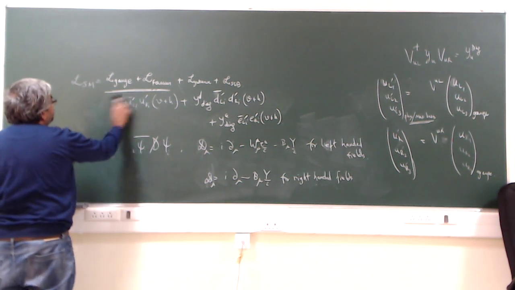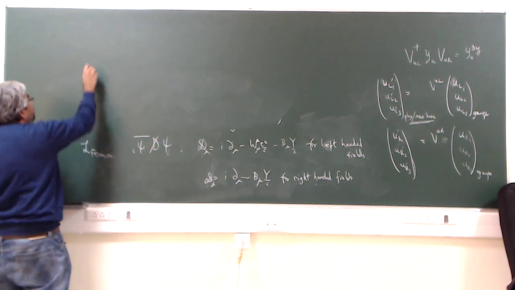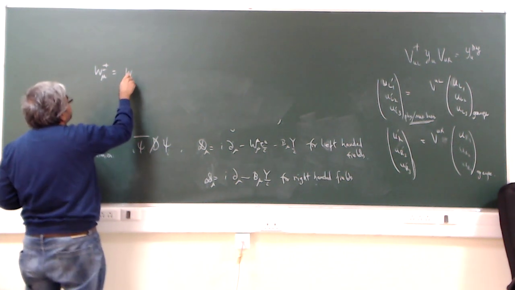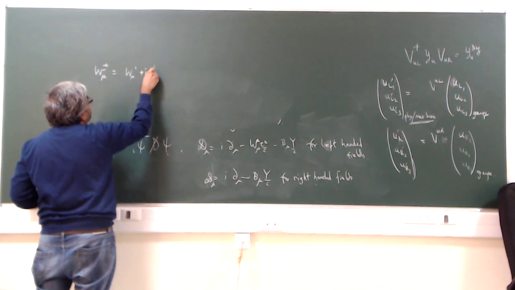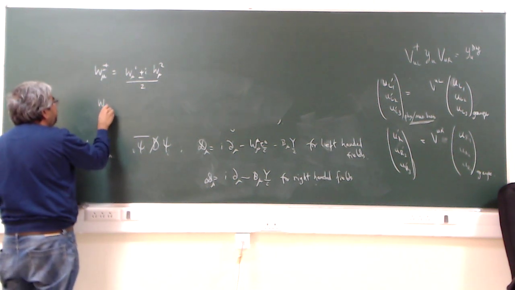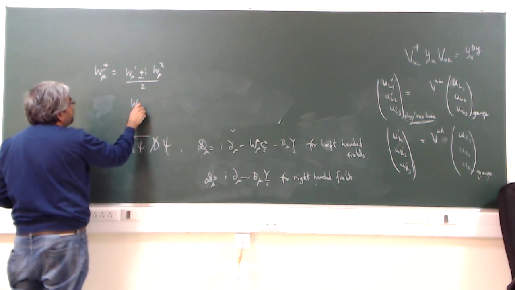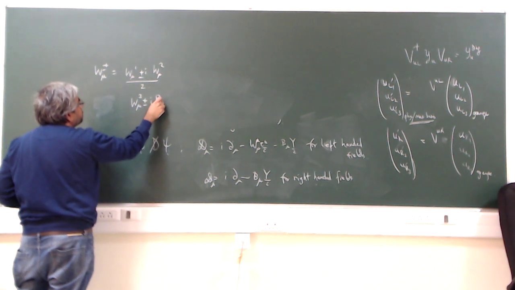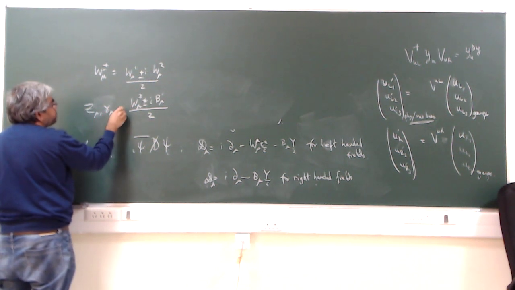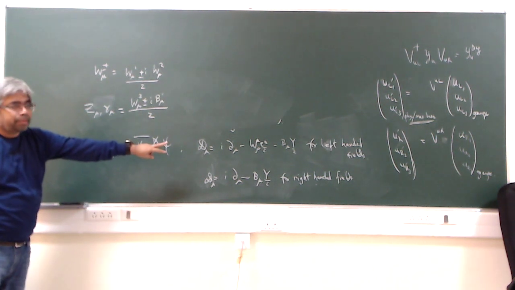Essentially, the physical fields are W mu plus minus, W mu 1, and W mu 3, W mu 3 and B mu giving Z mu and gamma. Now, let me write the kinetic terms in this basis.